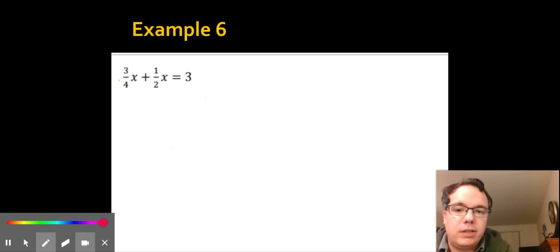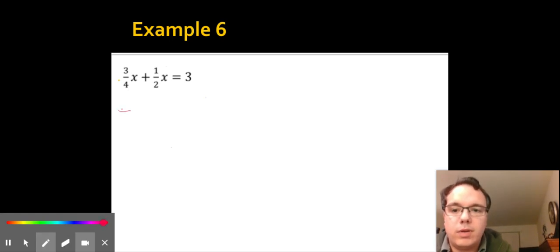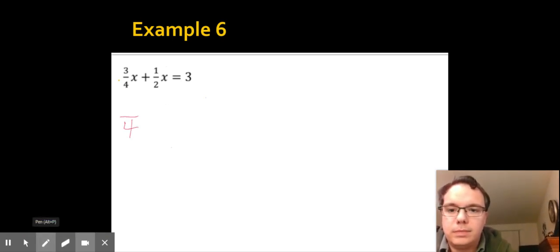So here my denominator is 4, and here my denominator is 2. So the lowest common multiple of both 4 and 2, so the lowest number that 2 and 4 are both going to, is 4. So I'm going to write my denominator as 4 and change anything I need to change. Okay, let's try that again. Denominator of 4, denominator of 4.